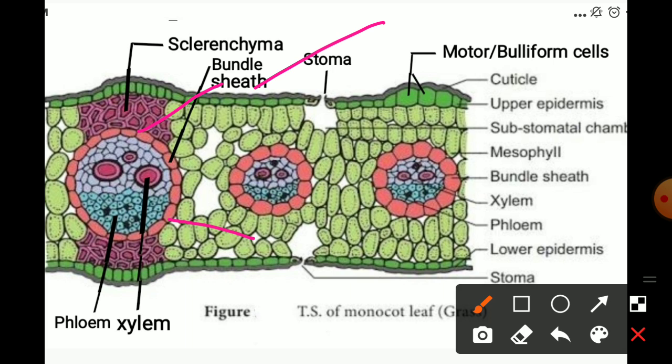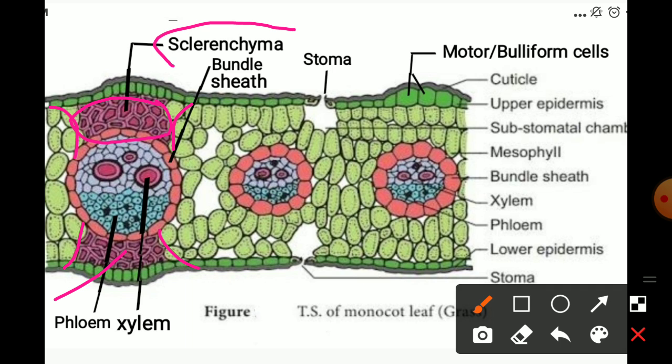This particular bundle sheath shows above over here and toward the lower side. There are flanking, broadening patches of mechanical tissue toward the upper epidermis, and the same just toward the lower epidermis. This is the broadening patch of mechanical sclerenchyma tissue.